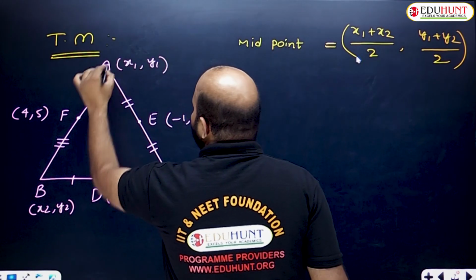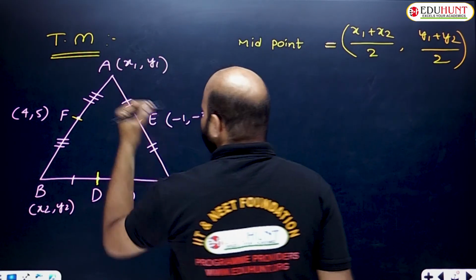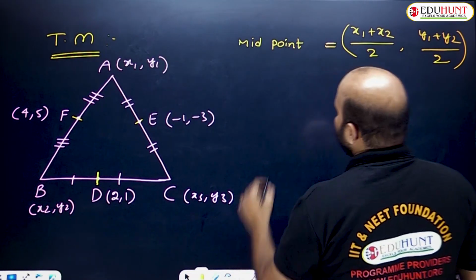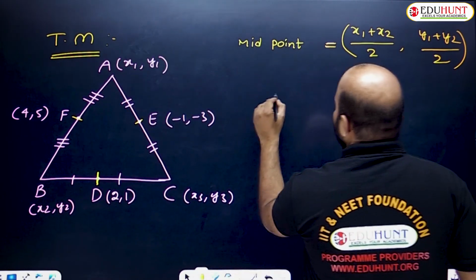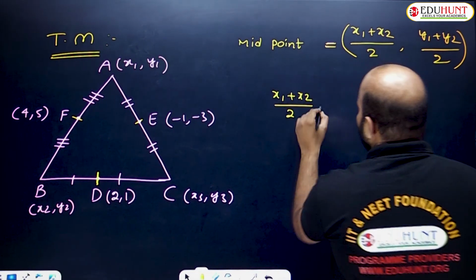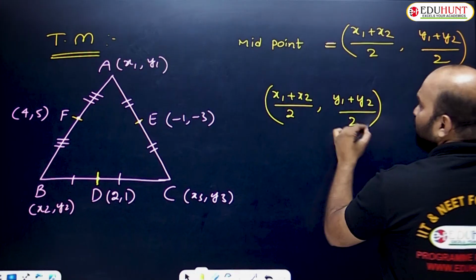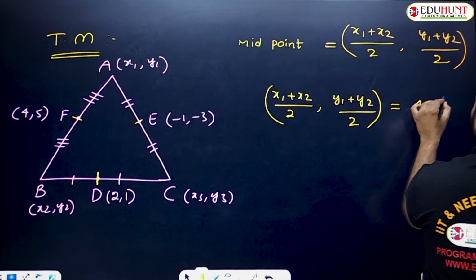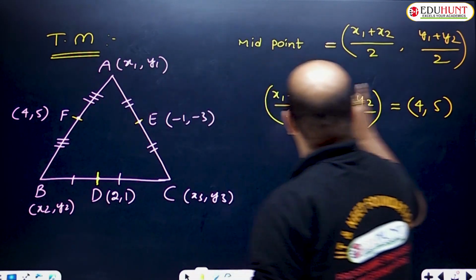So what I'm taking here: AB midpoint is F, BC midpoint is D, CA midpoint is E. According to order, first, the midpoint of F. So F midpoint, what is the formula? x1 plus x2 by 2, comma y1 plus y2 by 2. That is the midpoint of A and B formula. How much is given here? F is 4, 5. So the midpoint is already mentioned, 4, 5. So first, midpoint of A and B, that is F.